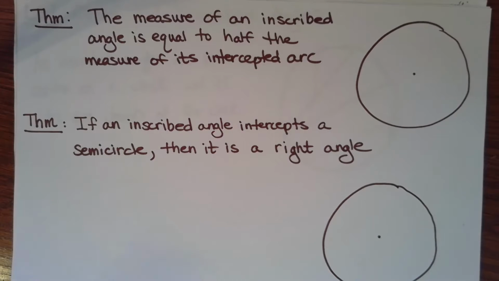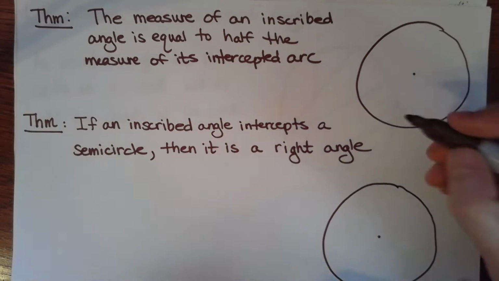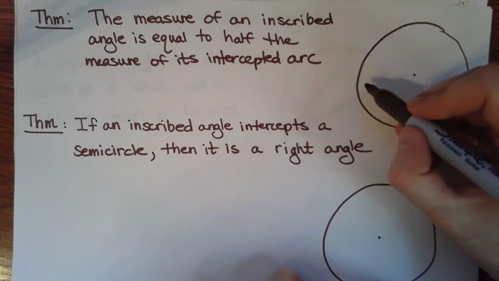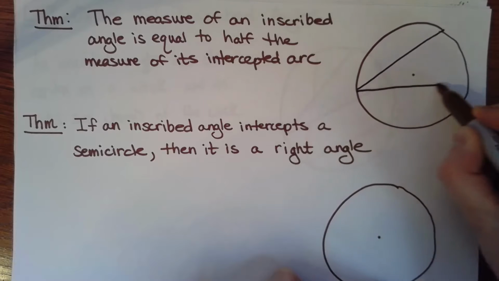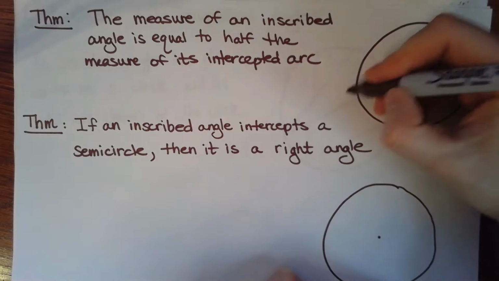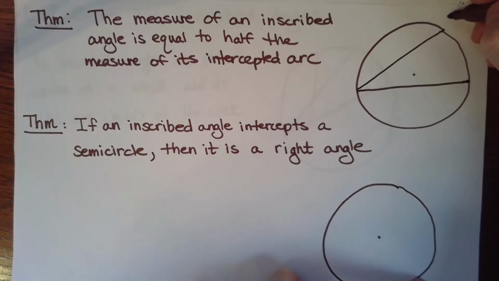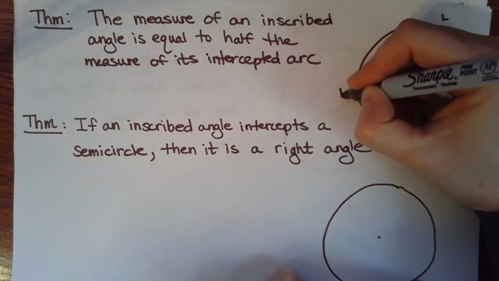The first one is that the measure of an inscribed angle is equal to half the measure of its intercepted arc. So let's draw a picture of this and visualize what this is saying. Let's say we have this angle, let's call it angle LMN.